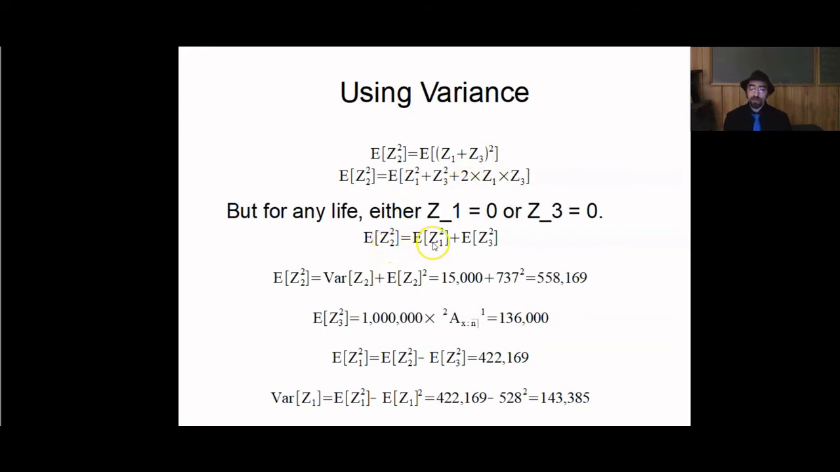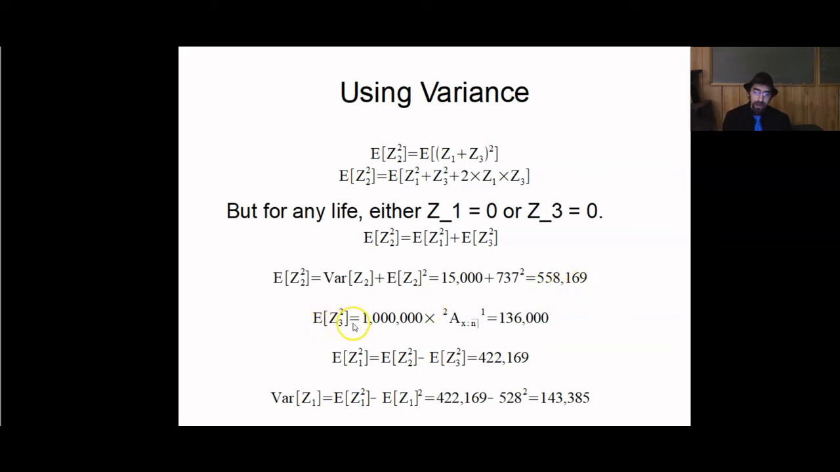Expectation of Z2 squared equals expectation of Z1 squared plus expectation of Z3 squared. I know that expectation of Z2 squared is variance of Z2, which they told us was 15,000, plus expectation of Z2 quantity squared. This is just a rearrangement of variance equals mean of the square minus square of the mean. It's saying mean of the square equals variance plus square of the mean. So I crunch those numbers out. I get that expectation of Z2 squared is 558,169.